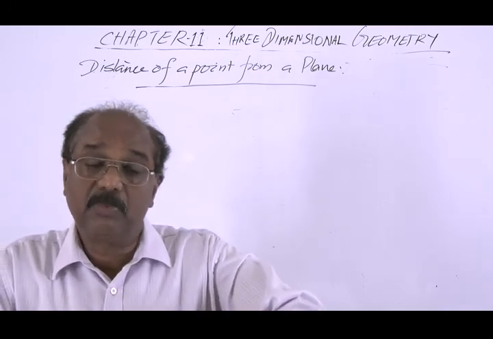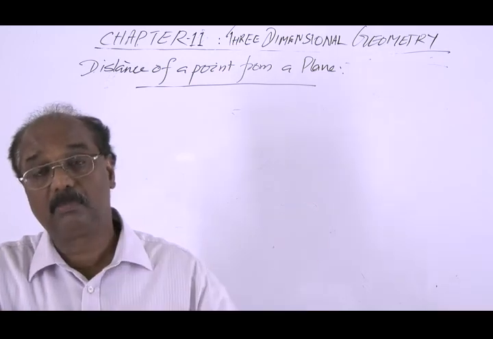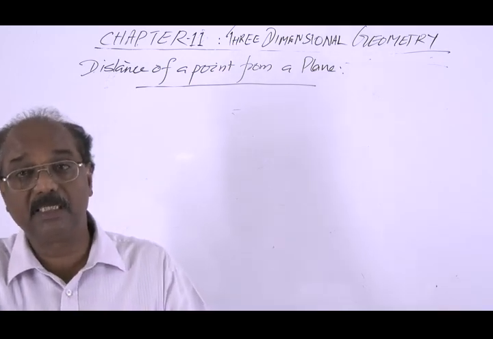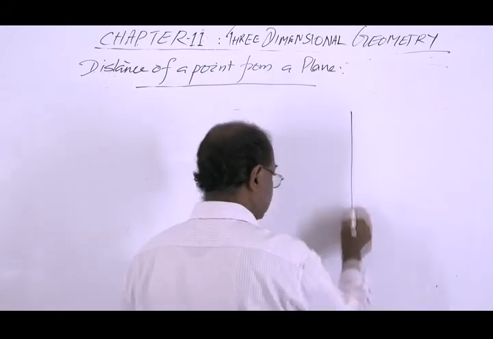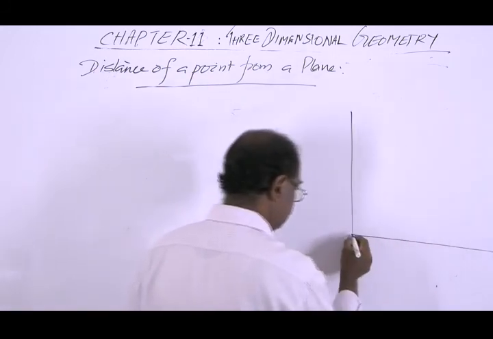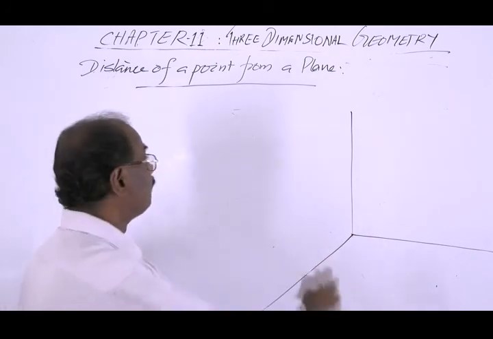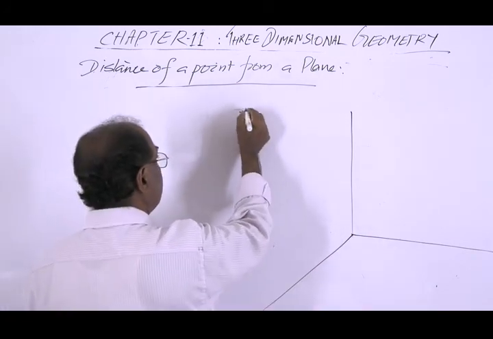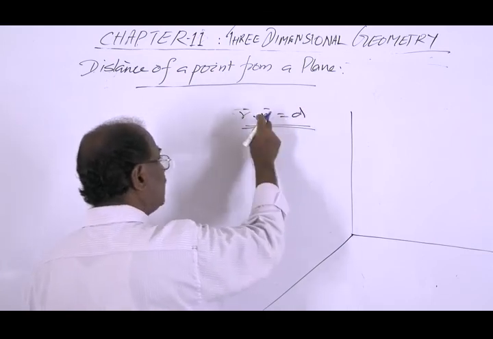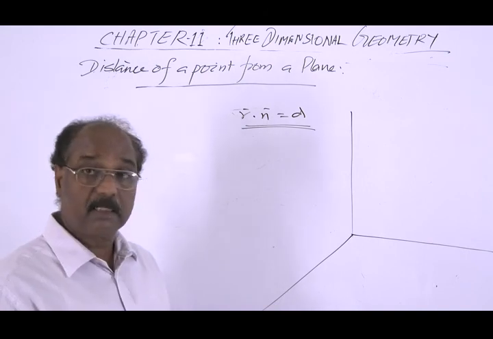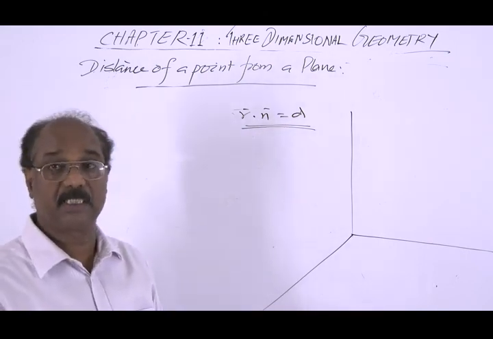In vector form, the point given means the position vector of that point is given or known. So, we want to find the distance. Let us have the diagram first. Suppose the equation of the plane is r dot n is equal to d, where n is the unit vector perpendicular to the plane and d is the perpendicular distance of the plane from the origin.